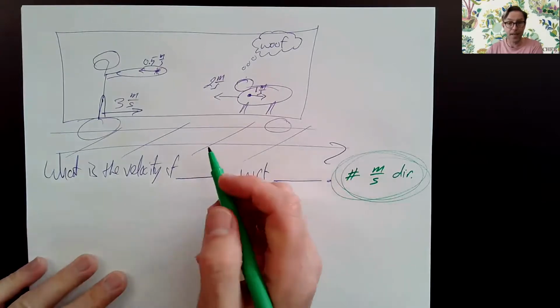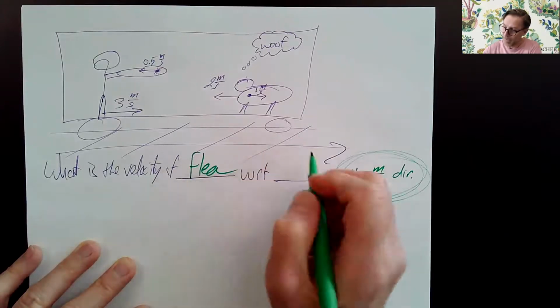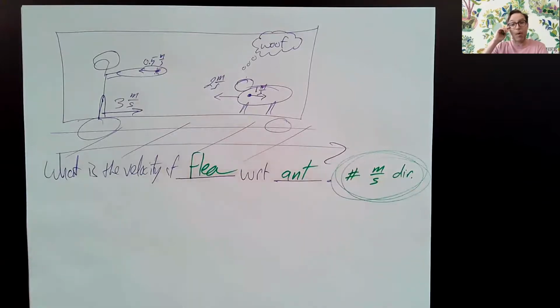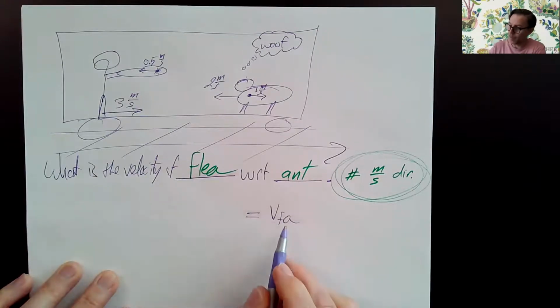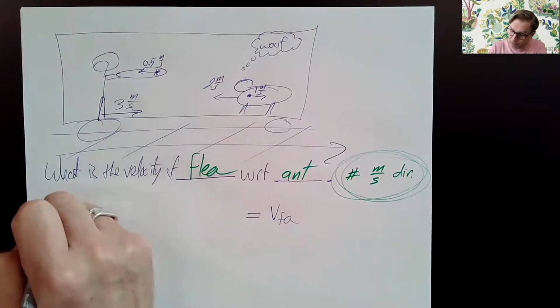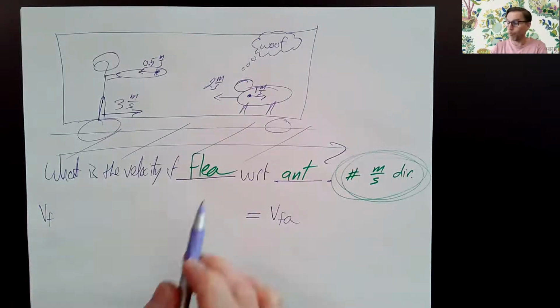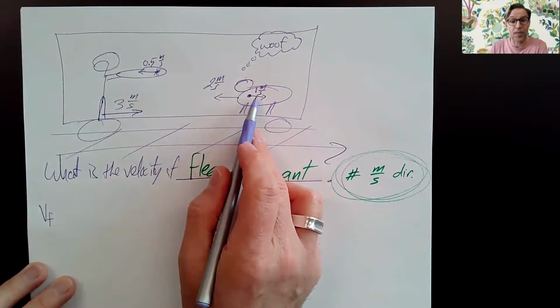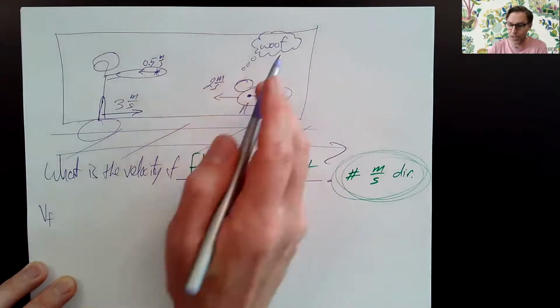Let's pick the flea and the ant, just for fun. What is the velocity of the flea with respect to the ant? So I'm trying to find velocity flea ant. How fast the flea is moving relative to the ant, assuming the ant is our frame of reference. So I want to start out with the velocity of the flea with respect to something. Now, I only know the velocity of the flea with respect to one thing. That's what's given, the velocity of the flea with respect to the dog.